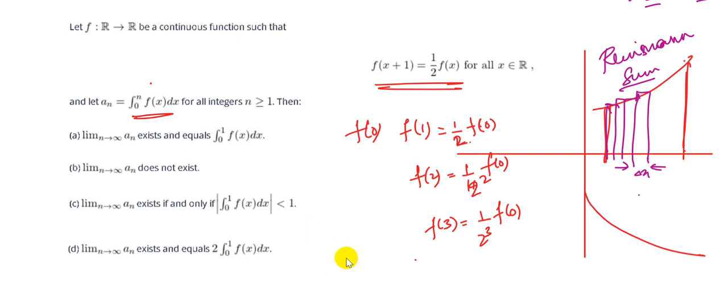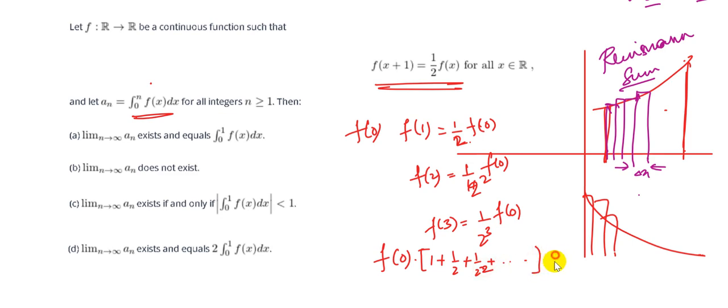Now using the basic concept of integration, I'm going to add up the rectangles. So f0 into 1 plus half plus 1 by 2 square etc. up to infinity, into delta x. So this will be my sum. This will be my n. Correct?